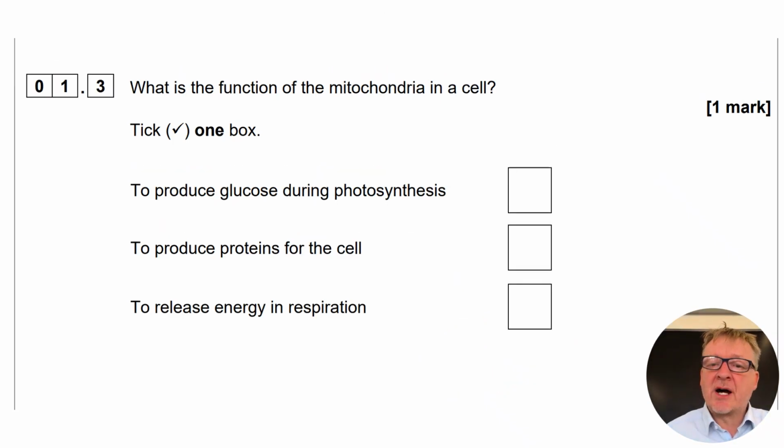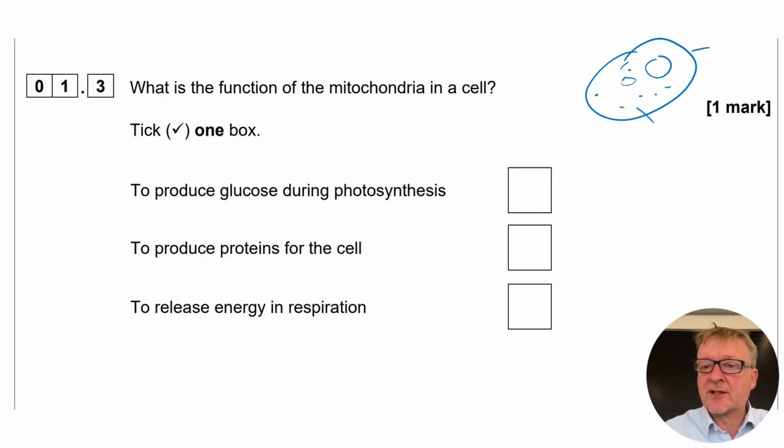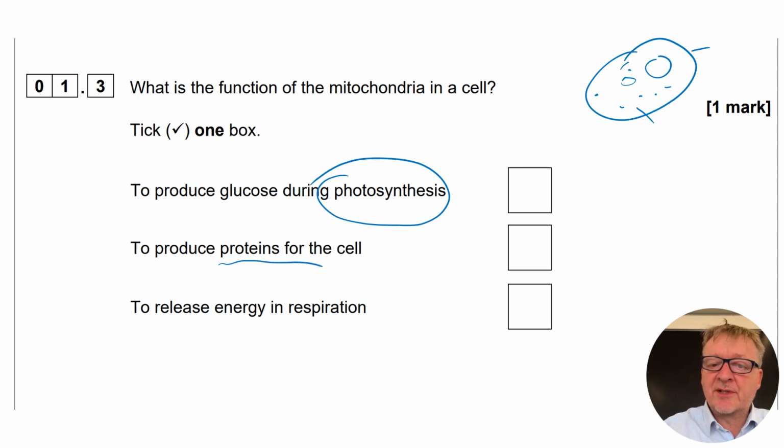What is the function of mitochondria? So we've got an animal cell, we've got mitochondria in there, we've got ribosomes in there, we've got the cell membrane around the outside, we've got cytoplasm, mitochondria. To produce glucose using photosynthesis? No, because photosynthesis is purely in plants. To produce proteins, proteins is ribosomes, protein synthesis. To release energy from respiration, yes.